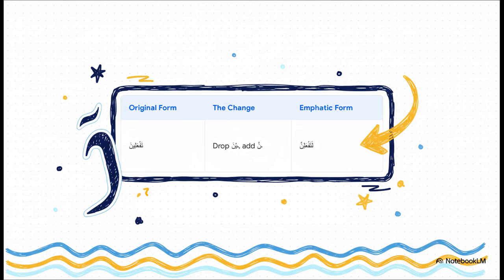Taf'alina loses its ina ending and becomes lataf'alinna. Notice that the lam now has a kasra under it. That little vowel is your signal that this verb was originally for you, feminine singular. And just like that, we've done it. We've covered the entire system for the heavy noon.